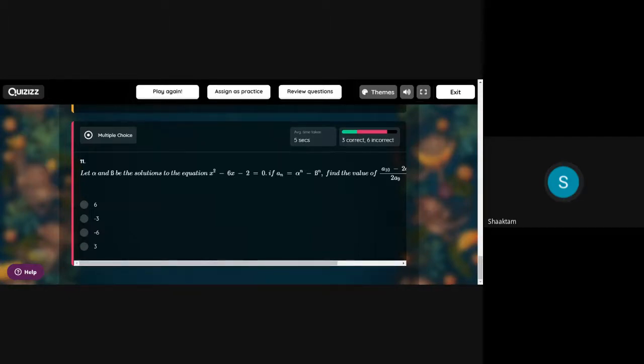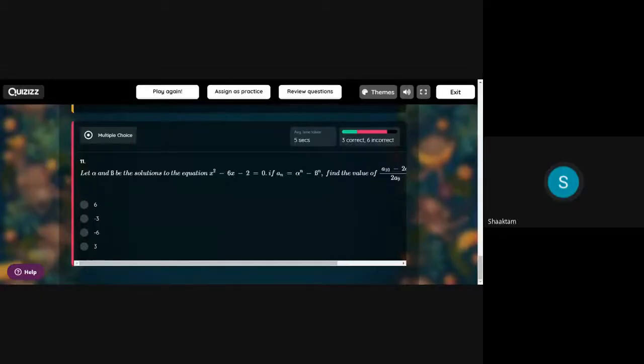Okay. So let alpha and beta be the roots of the equation x square minus 6x minus 2 is equal to 0. Okay, fine. Is the class over? Just getting over. So alpha square minus 6 alpha minus 2 is equal to 0. By replacing x with alpha, you can say alpha square is 6 alpha plus 2.